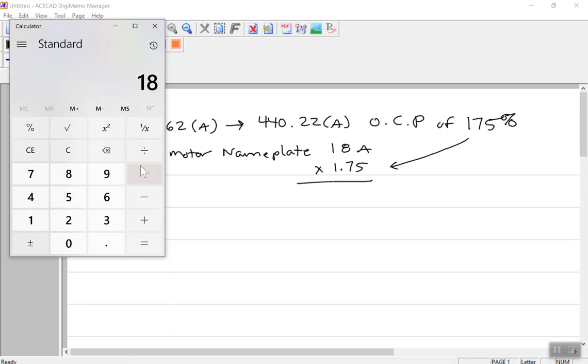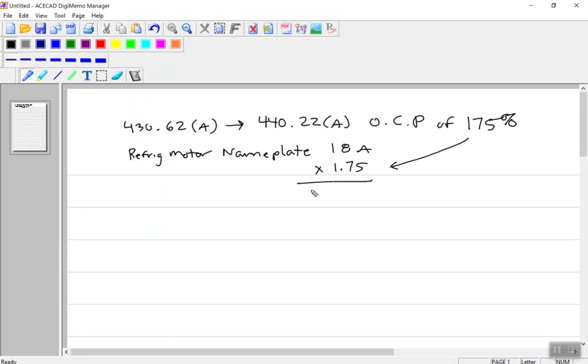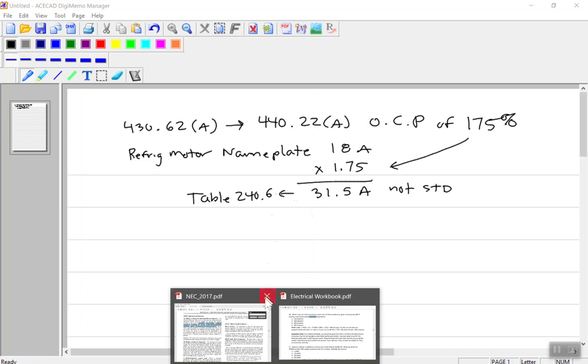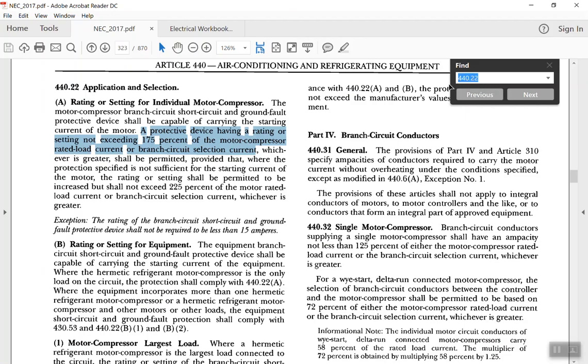18 times 1.75. And in this case, 31.5. And that's kind of a dumb number, right? So this 31.5 amps is not a standard, right? So let's put that, not a STD, not a standard, right? So we know what we got to do, right? We got to take this on over to get a standard size at Table 240.6, right? Table 240.6. So let's go ahead and go there in our code books one last time. Make sure we got this thing down here.